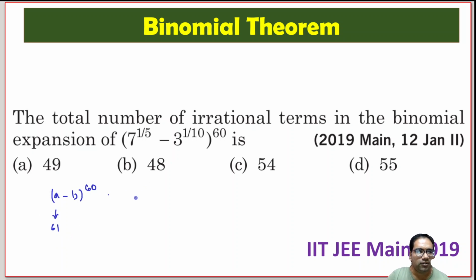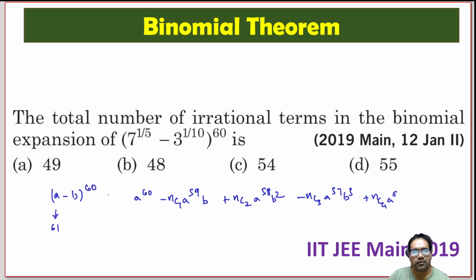They will look like a^60 − NC1 a^59 b^1 + NC2 a^58 b^2 − NC3 a^57 b^3 + NC4 a^56 b^4, likewise. We get a minus because there is a minus b here: minus b^1, minus b^3, minus b^5, etc. Otherwise, we get plus. Minus b to any even power will give plus. So this is the general expansion.